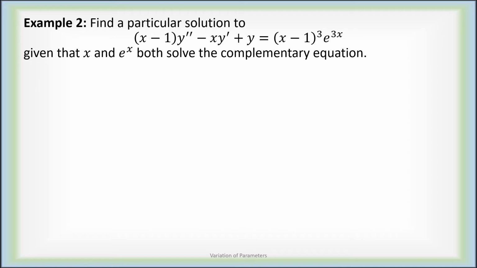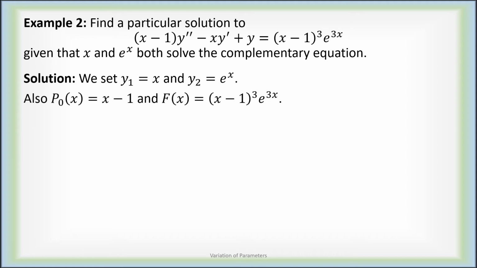As a second example, let's find a particular solution to this differential equation, given that x and e to the x both solve the complementary equation. Well, given that both of them solve the complementary equation, we have a fundamental set of solutions. So let's set y1 to be x and y2 to be e to the x. Also, p naught of x is whatever is multiplying y double prime, that's x minus 1, and capital F of x is the forcing function, x minus 1 cubed e to the 3x.